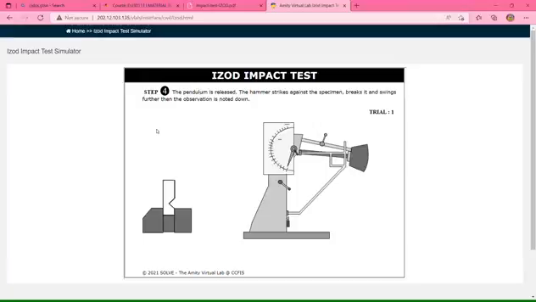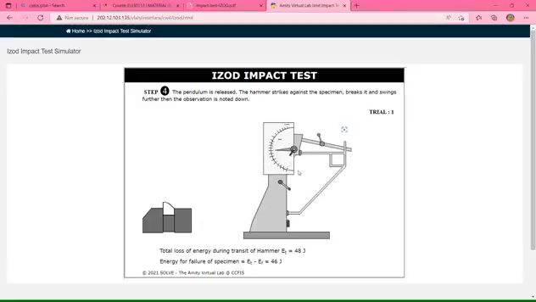Step 4. The pendulum is released. The hammer strikes against the specimen, breaks it and swings further, then the observation is noted down. So we got total loss of energy during transit of hammer, ET, equal to 48 joule, and the energy for failure of specimen is equal to ET minus EF, equal to 46 joule.